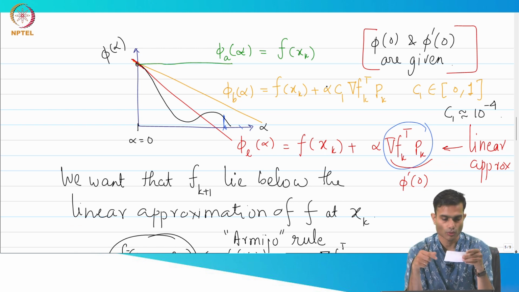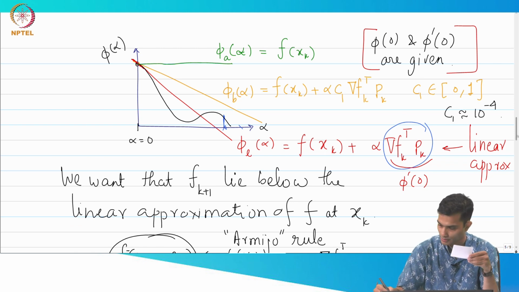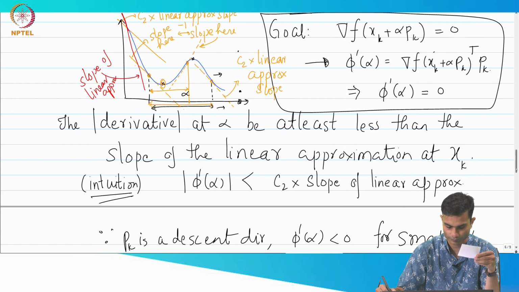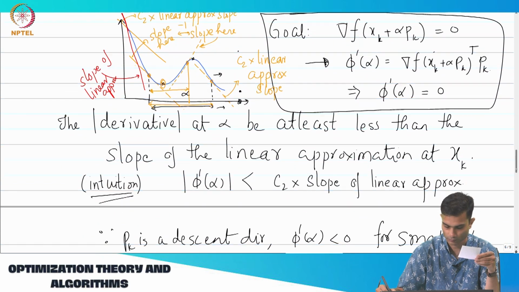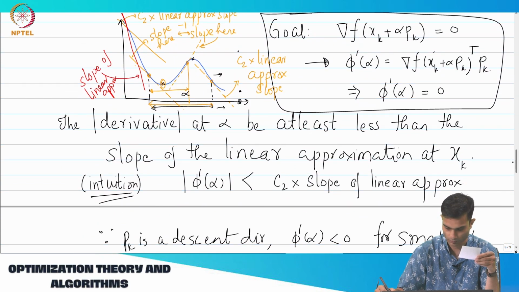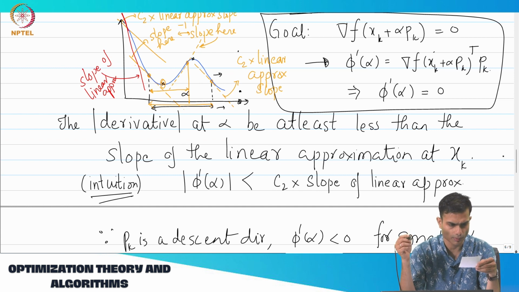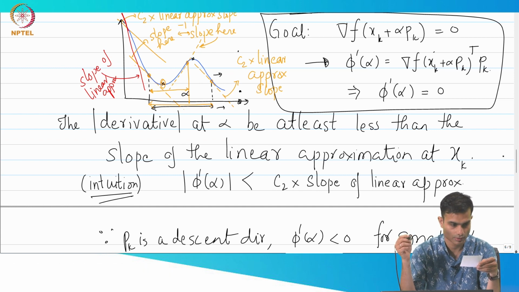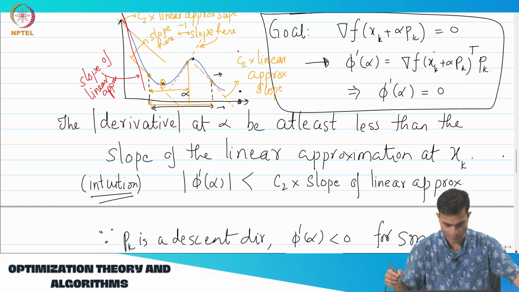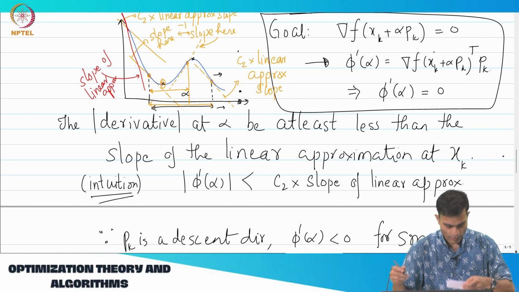I think there was a small typo in the curvature condition, so let's look at the curvature condition. Slope of the linear approximation at xk, well, I think it's correct. It's exactly what is written here.